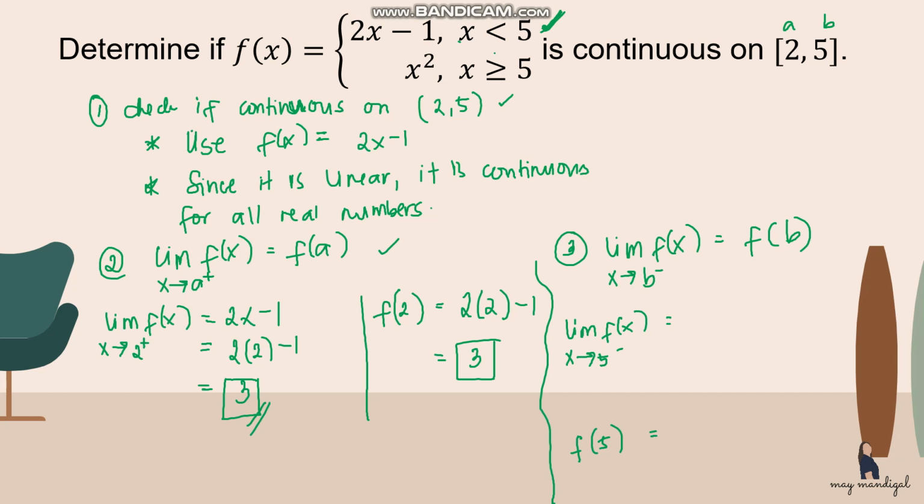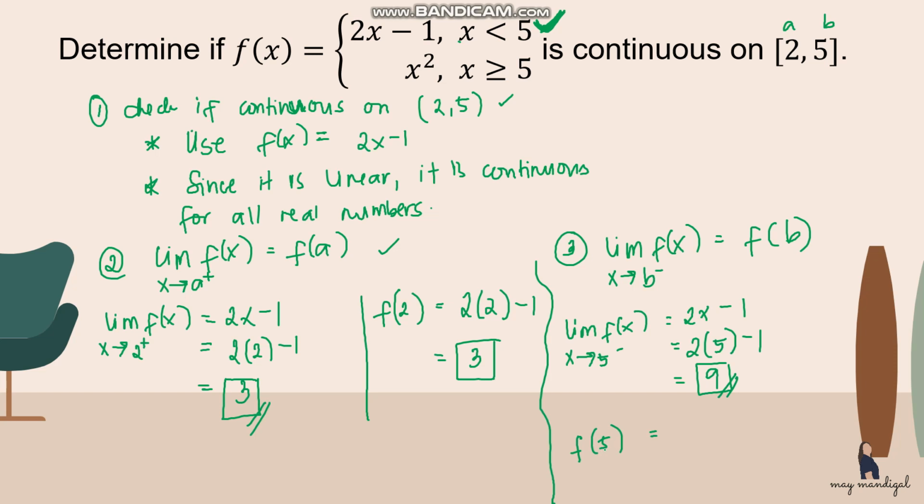So if we look at the given conditions here, we have x is less than 5, and x is greater than or equal to 5. Since what we want are the values from the left of 5, that means it should be less than 5. So we will be using this subfunction again, 2x minus 1. And again, since this is linear, we can just do direct substitution. So 2 times 5 minus 1. So we have 10 minus 1, which is 9.